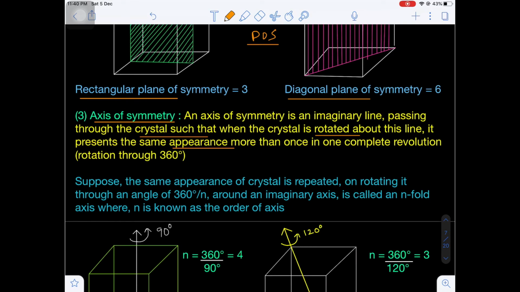Now here the rotation: suppose the same appearance of the crystal is repeated on rotating the crystal through 360 degrees divided by n, where n is an integer, around an imaginary axis. Such an axis is called an axis of symmetry, and the n value is called the n-fold of the axis, where n is known as the order of the axis. Here the n value may be 1, 2, 3, and so on. Are you getting my point?